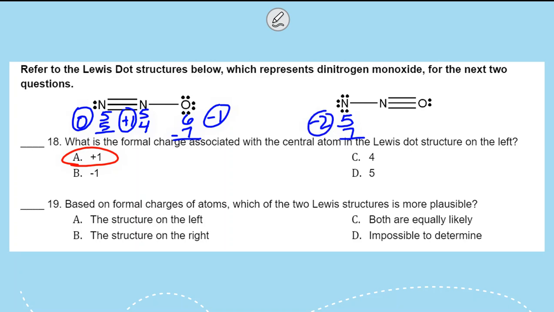All right, I counted that right. This is 5 minus 4, so that's still +1. And this one's going to be 6 minus 5. So that's going to be +1 on the oxygen. Do you want it on the left or on the right? Or both equally likely, or is it impossible to determine?